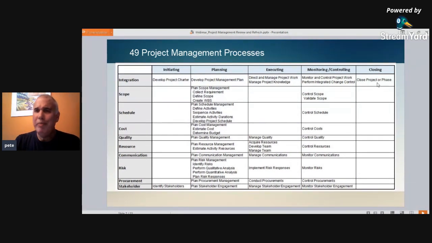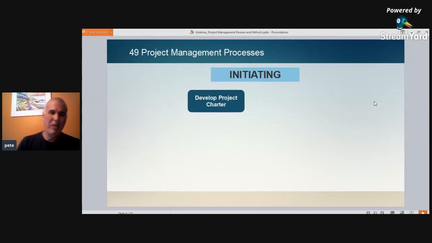Closing, there's only one. Close the project or phase. So let's begin with initiating. And the first process in initiating is to develop the project charter. And I'm going to go through this in a very logical manner. I want this to make sense to you.